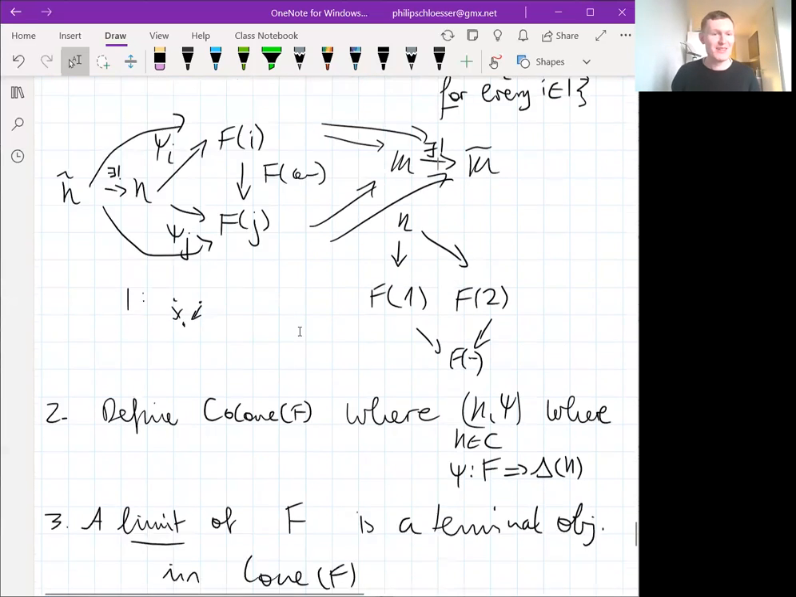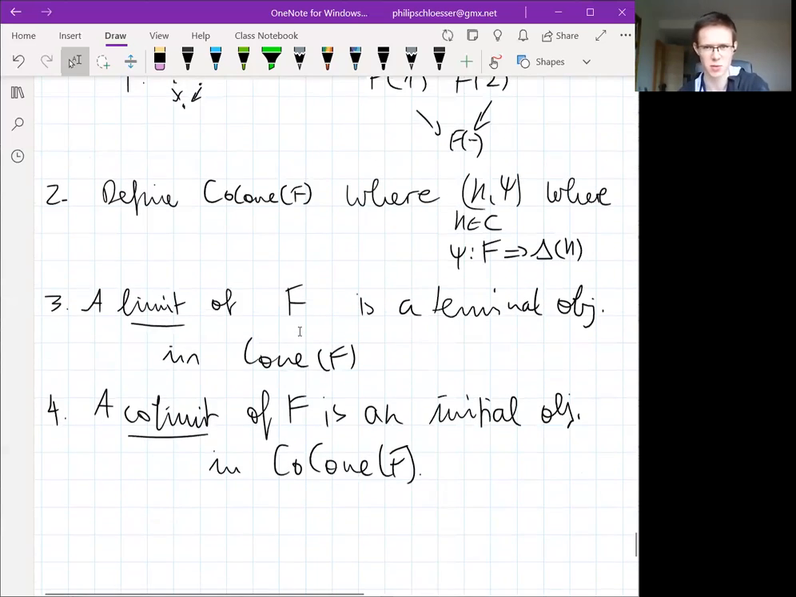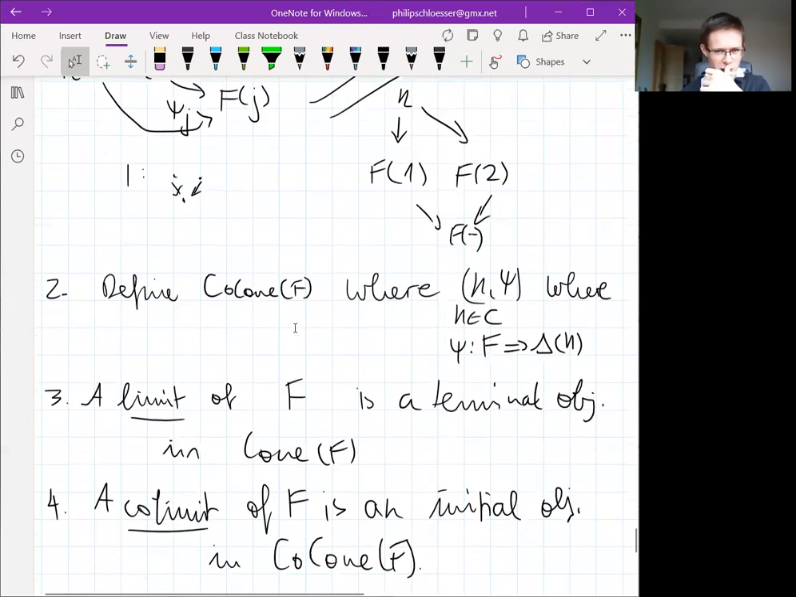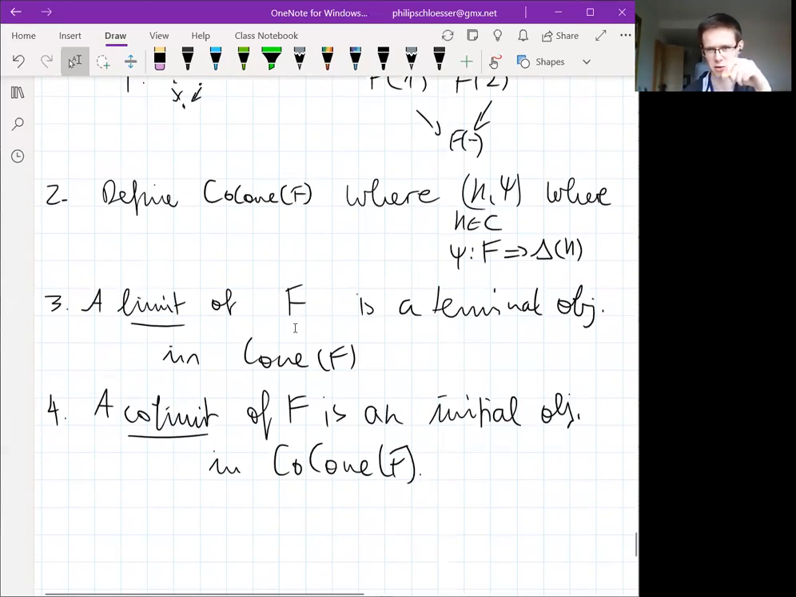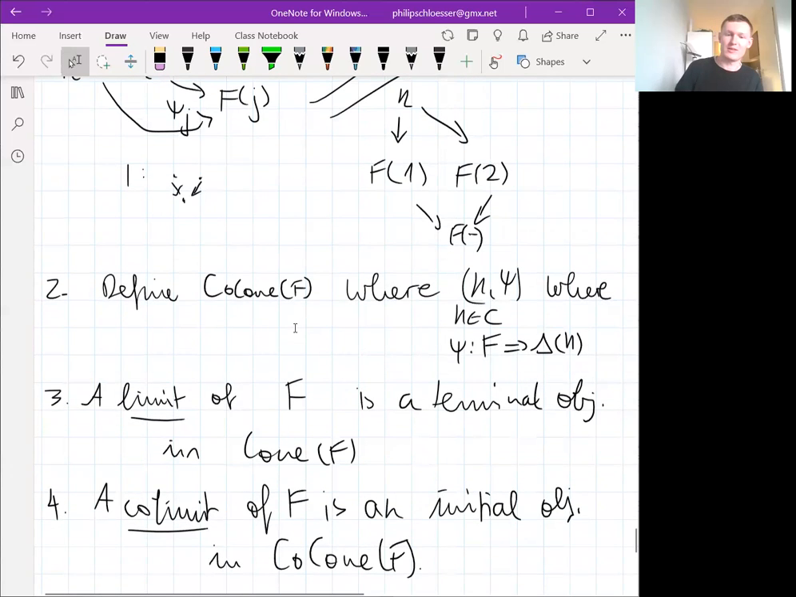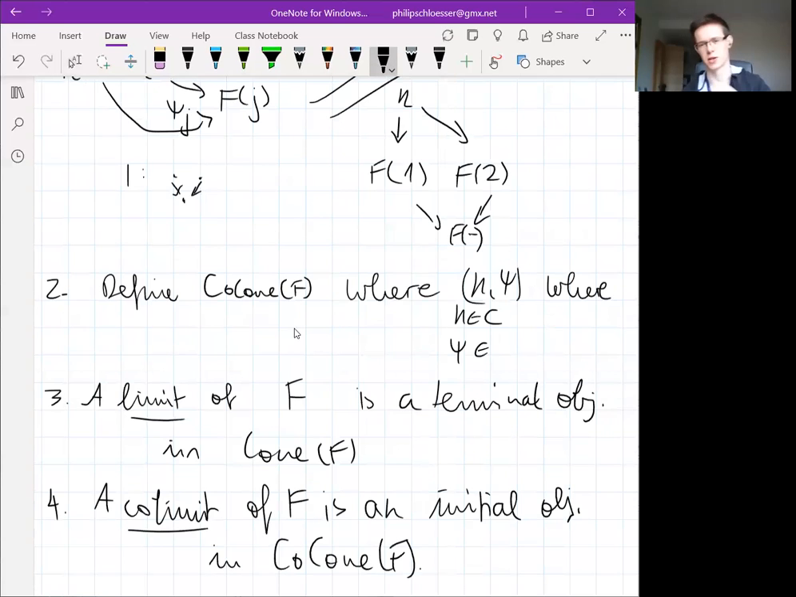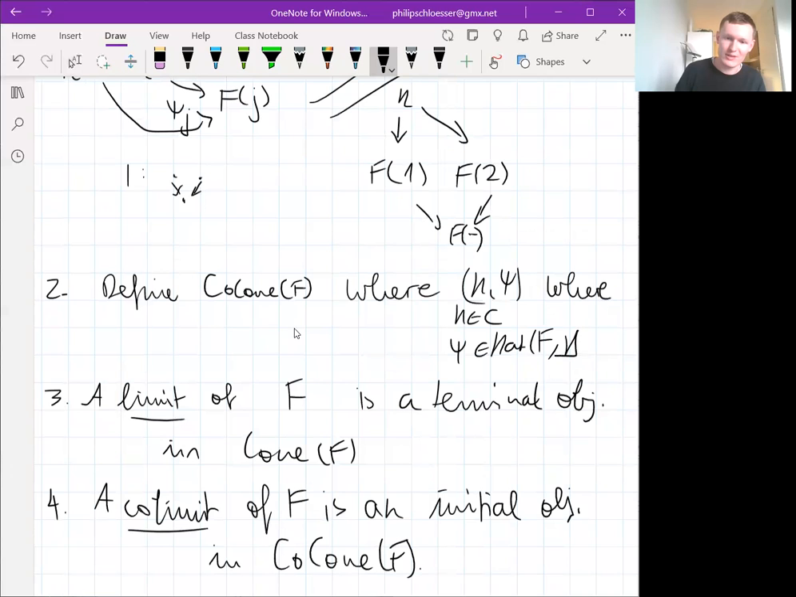How do you mean the implication? Psi f implies delta of... Oh, that is a notation for natural transformation. Ah, okay. F delta n, I think.